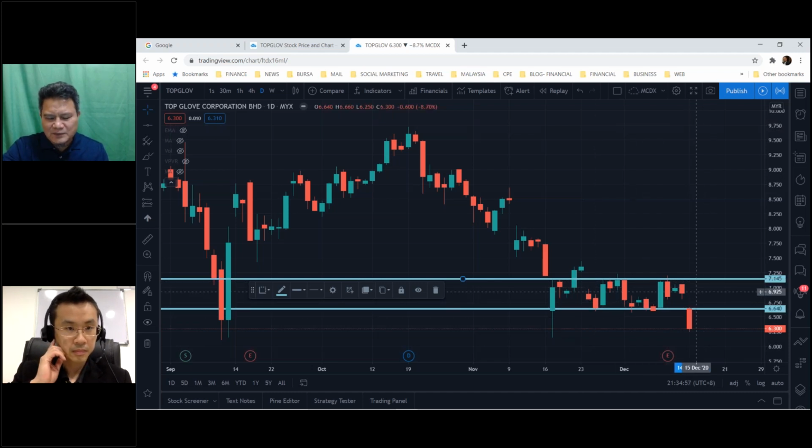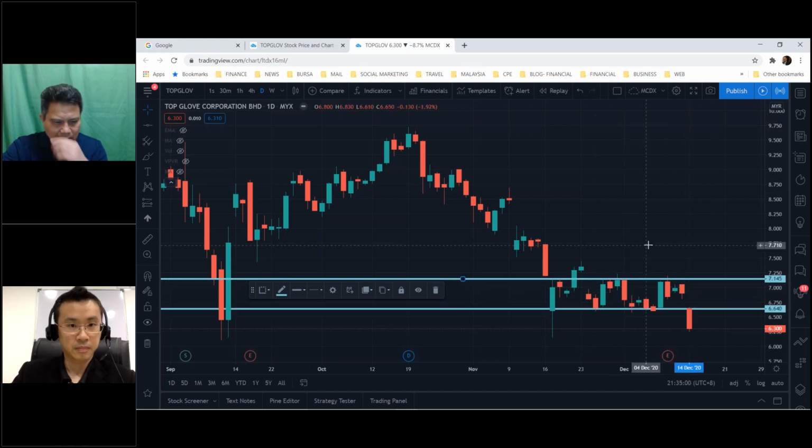So now it dropped below the channel. Using the candlestick, you have to wait for the reversal pattern. See, at the moment, there is no reversal pattern yet. So you have to wait for the reversal pattern.